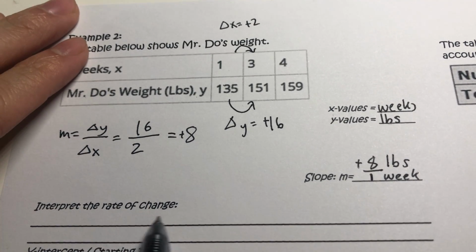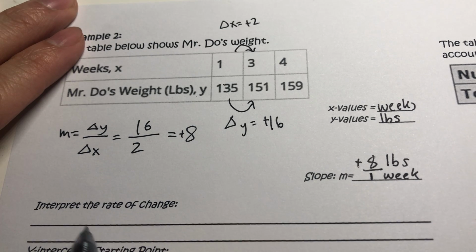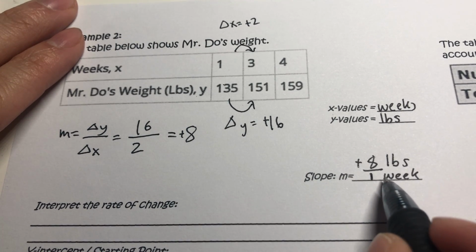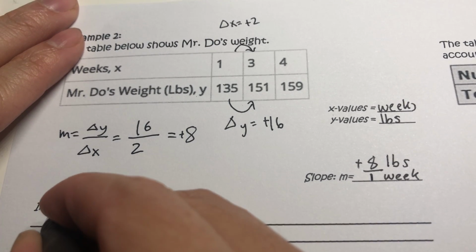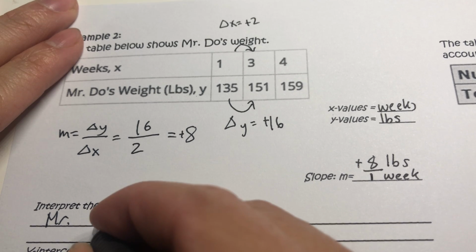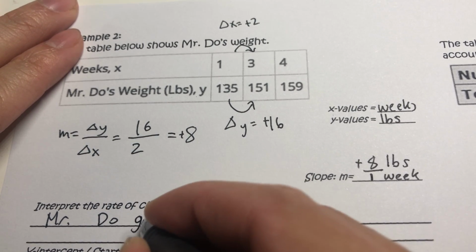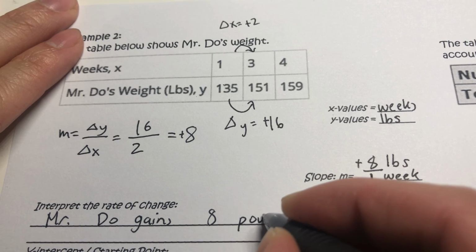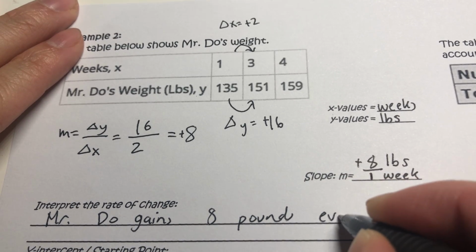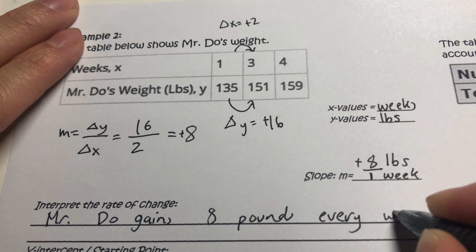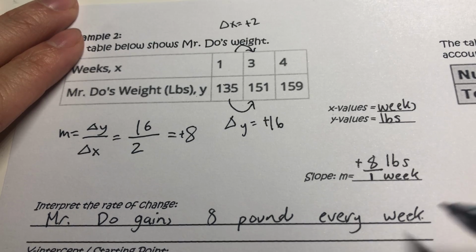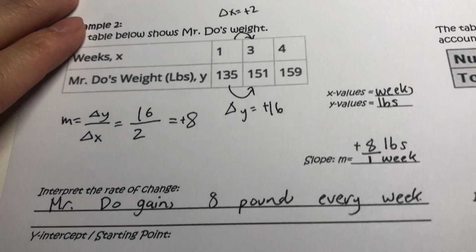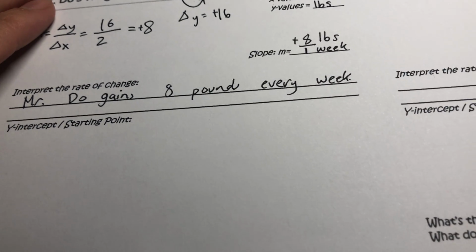So let's interpret the rate of change. The rate of change is plus 8 pounds for 1 week. This means that Mr. Doe, aka me, gains 8 pounds every week. And hopefully he stops soon. Otherwise, yeah.